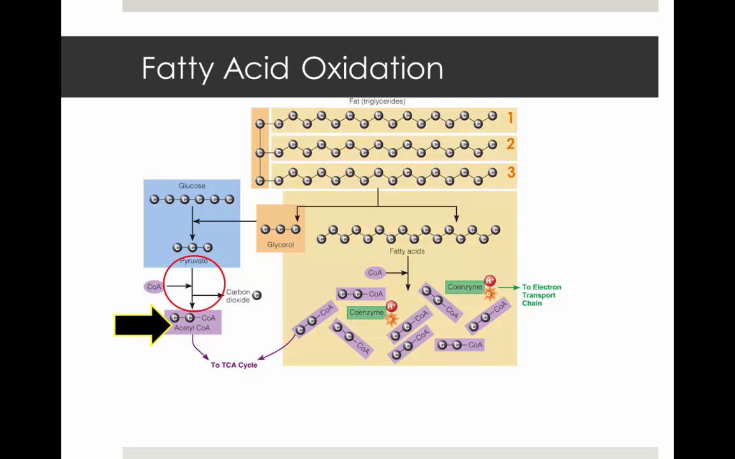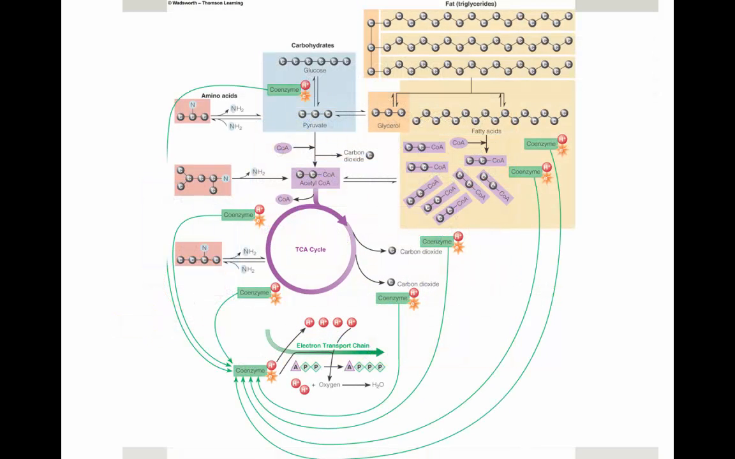Acetyl-CoA's arrow does not reverse to make glucose. The glycerol backbone of a triglyceride can make glucose, but not the fatty acids. We talked about this at the beginning of the semester. Fatty acids cannot make glucose. So let's go back to the big picture and point out what we just talked about.